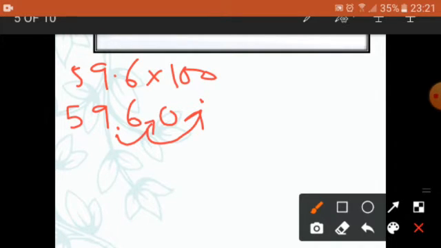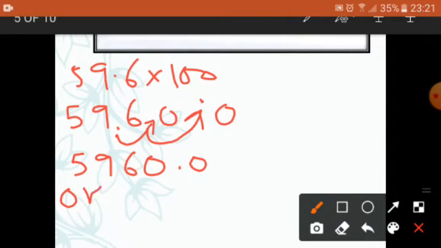This arrow is showing that we are moving towards the right. Okay, and then there's another 0 just to fill the place, so it becomes 5960.0, or simply you can just write 5960. That's it. See how simple this is.